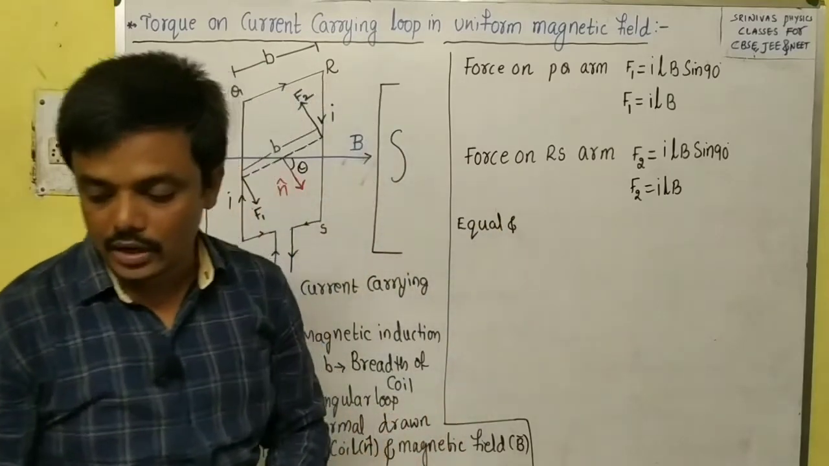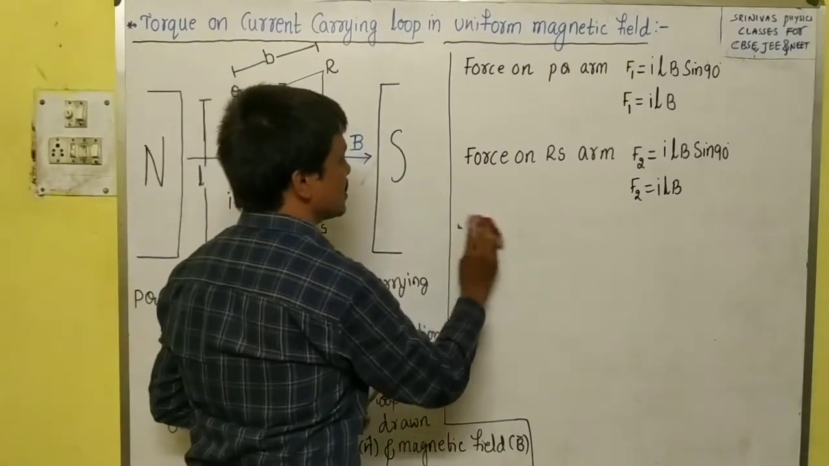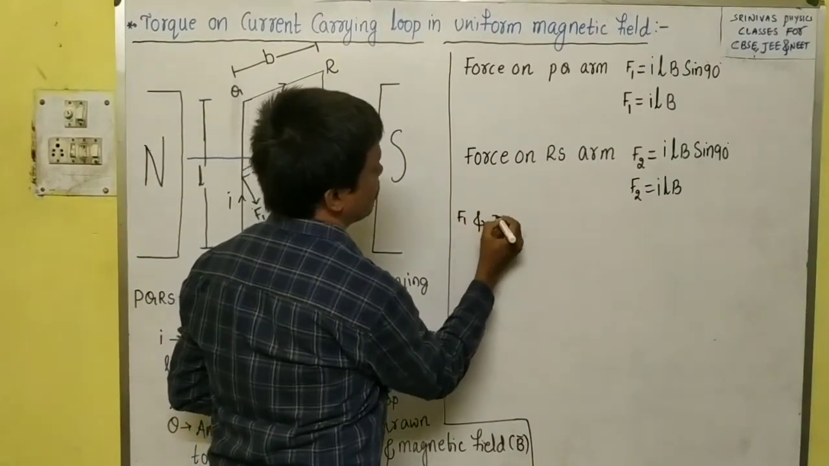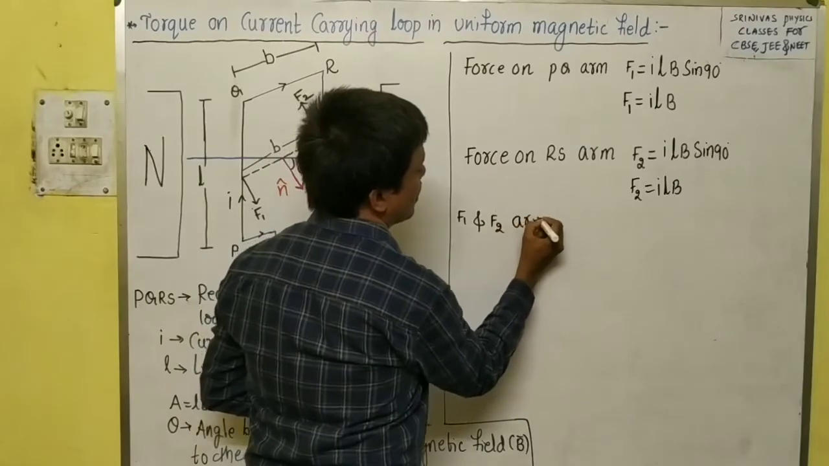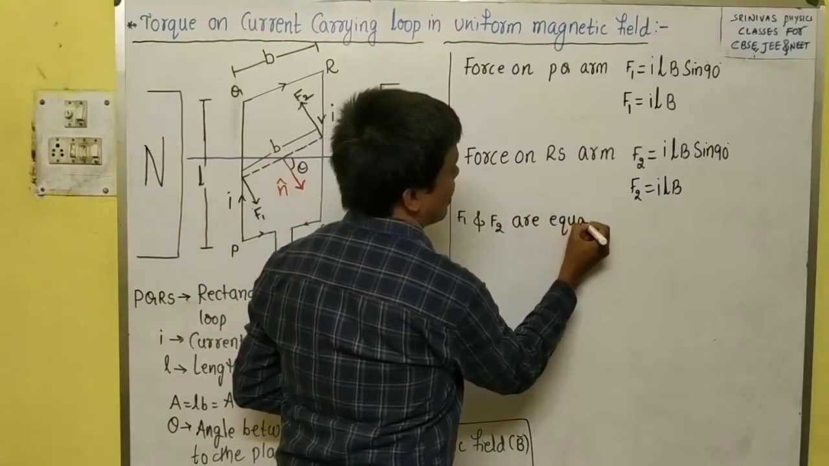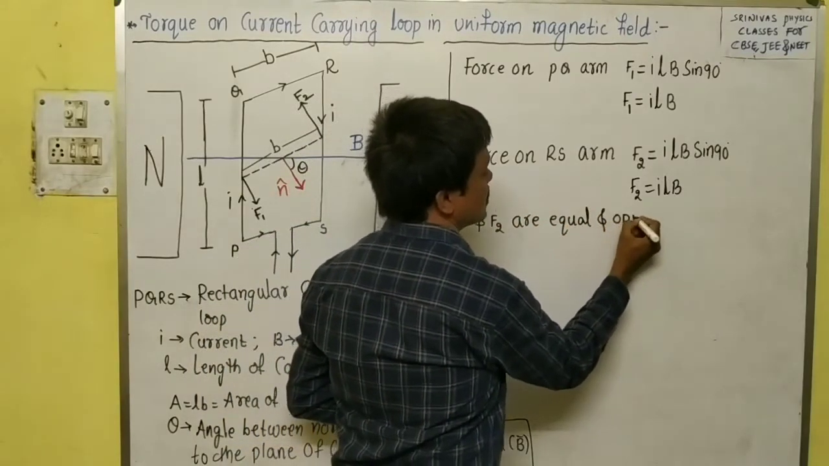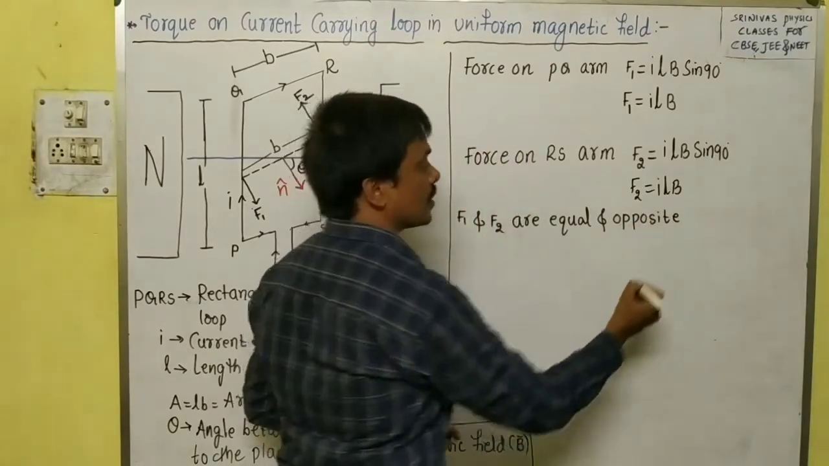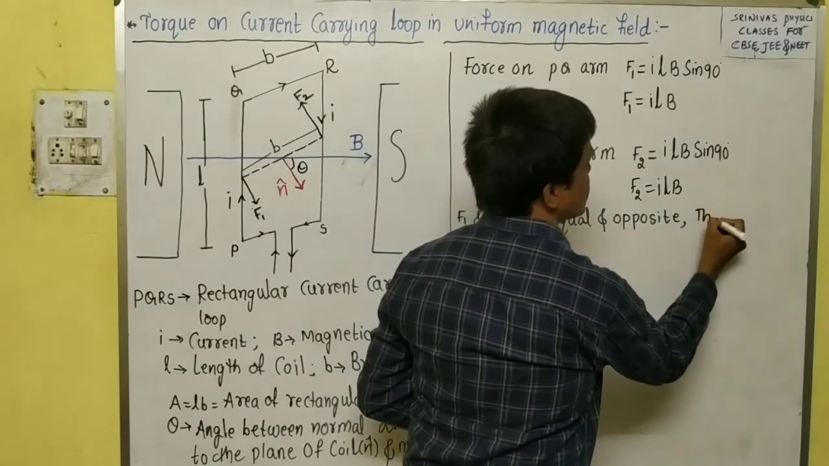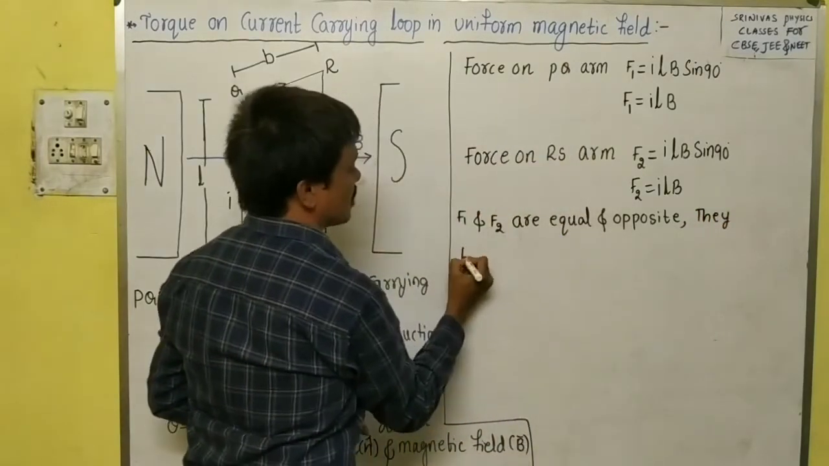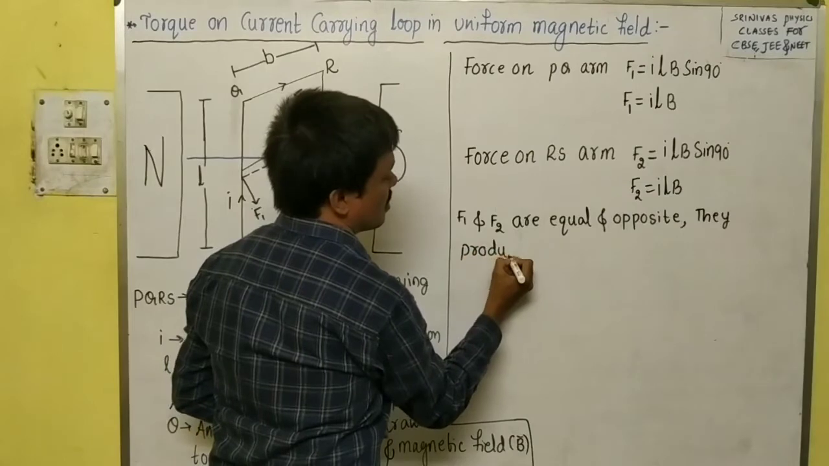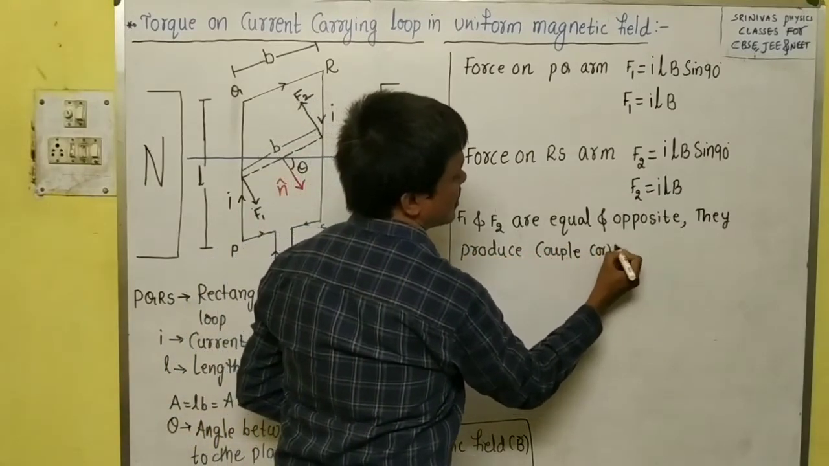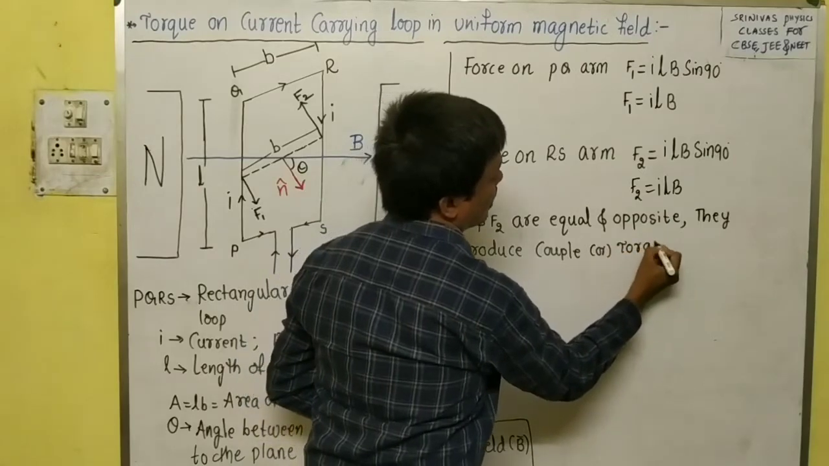These equal and opposite forces F1 and F2 produce a couple or torque. These equal and opposite forces are called a couple or torque on the coil.